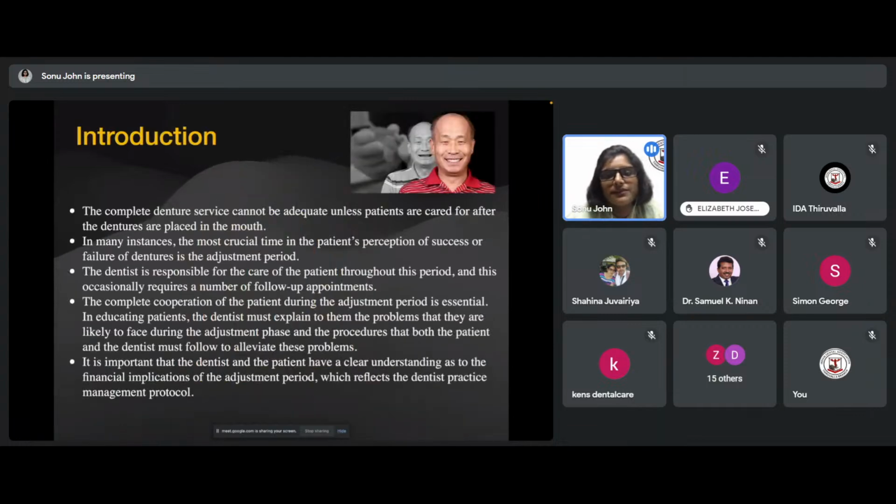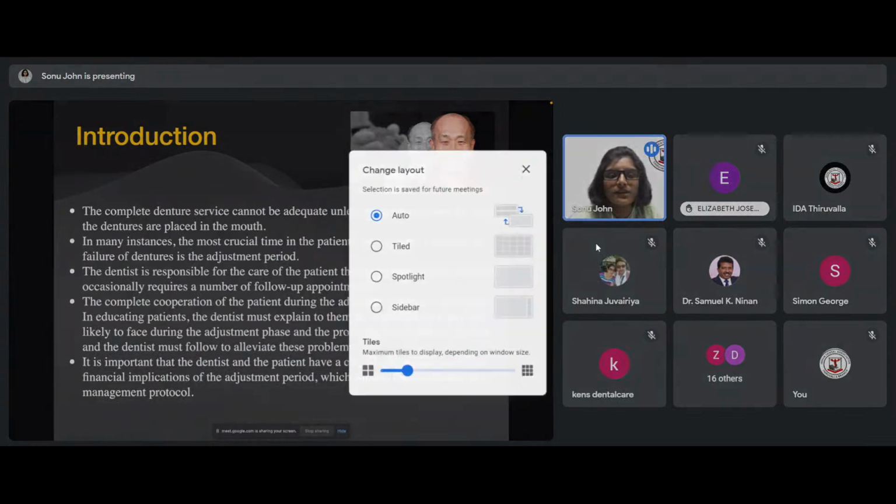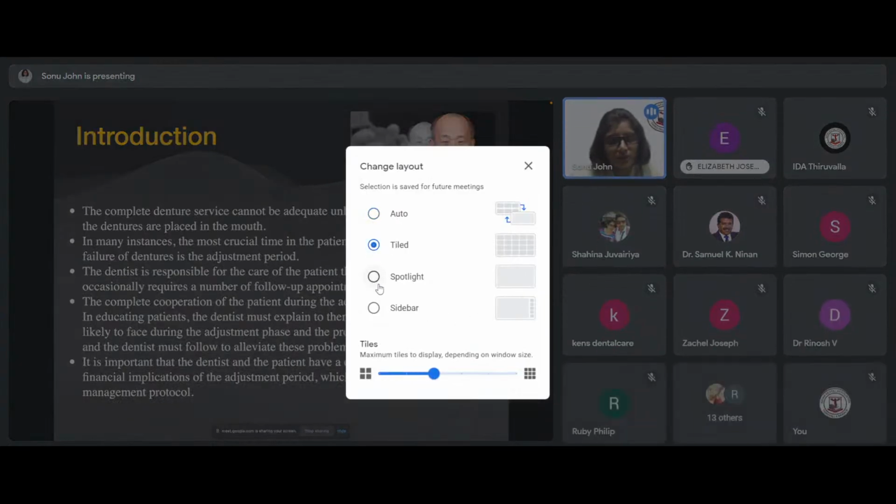So I would be going into the introduction. Complete denture service cannot be adequate unless the patients are cared for after the dentures are placed in the mouth. In many instances, the most crucial time in the patient's perception of whether the denture is a success or a failure is the adjustment period that the patient spends with the dentist. The dentist is solely responsible for the care of the patient throughout this adjustment period, and this occasionally requires a number of follow-up appointments.